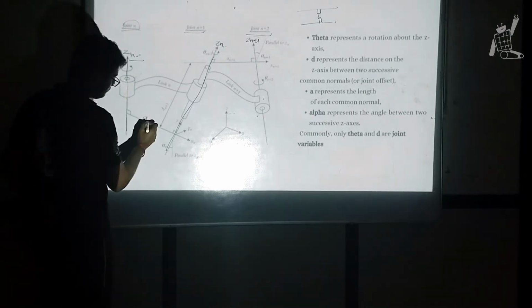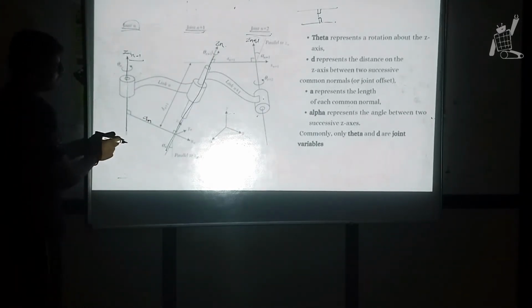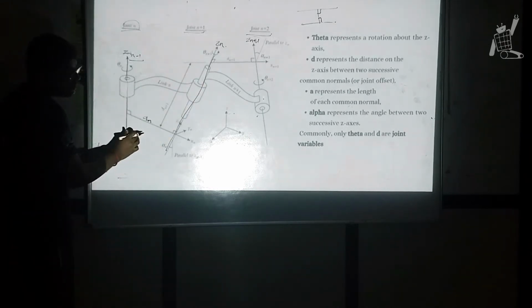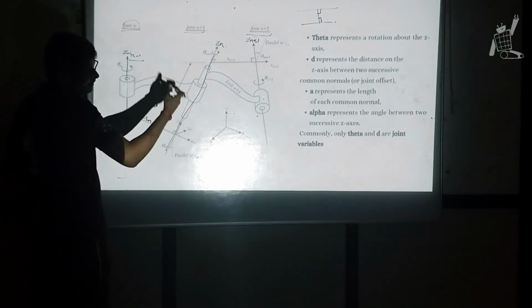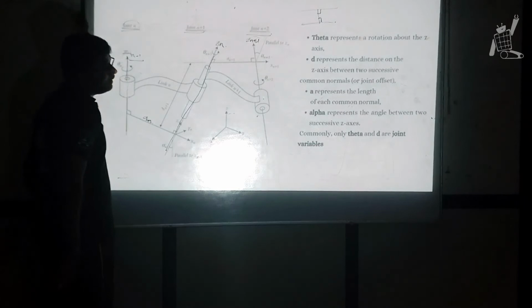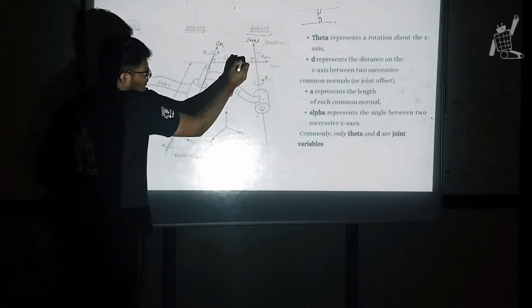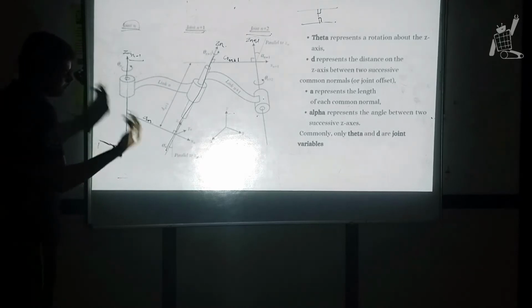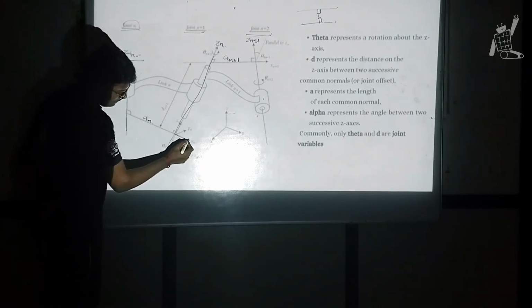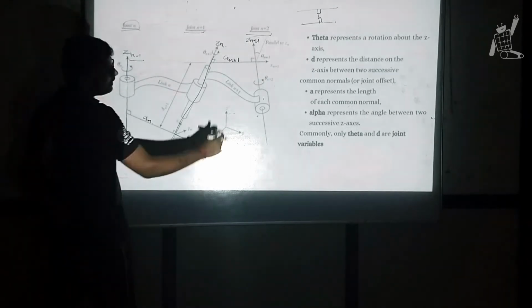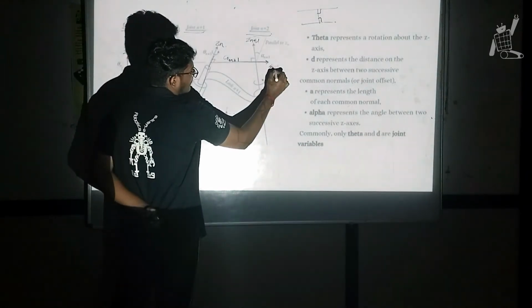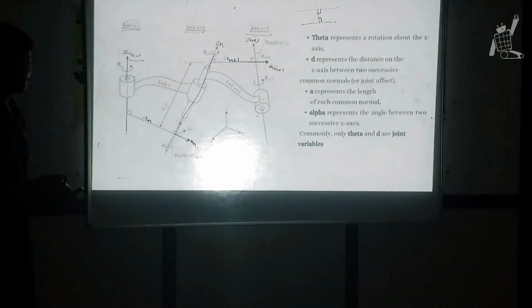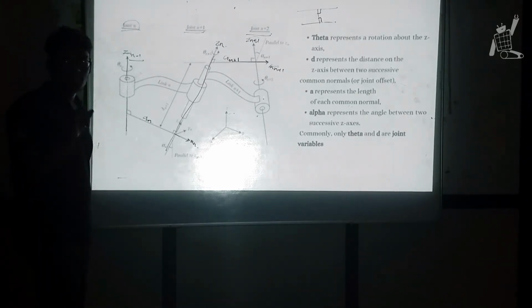So that is A. That is the common normal distance that exists between the Z n minus 1 frame and the Z n frame, and it will be called A n. Similarly, for the Z n and Z n plus 1 frames, there will be a common normal distance between those two Z axes, which will be called A n plus 1. The direction of X n will be in the direction of A n, and X n plus 1 will be in the direction of A n plus 1. Now assigning of the X is also done. Z is done, X is done.